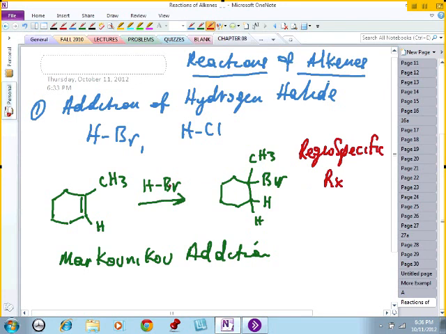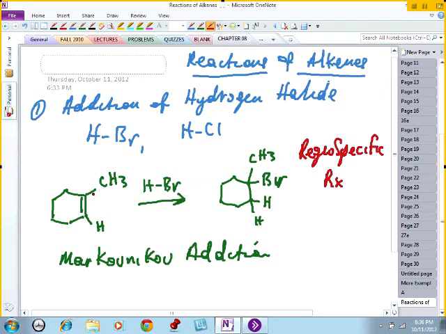Regiospecific because those atoms that are added, they are added to specific positions on the carbon-carbon double bond. In other words, the hydrogen will come here and the bromine will go here. Okay? And of course, this is an example of Markovnikov addition. And I believe we gave you the mechanism of this last week, so we don't need to do that again.